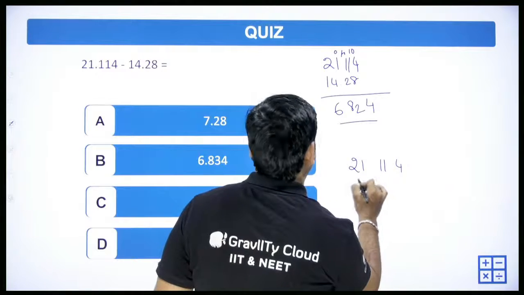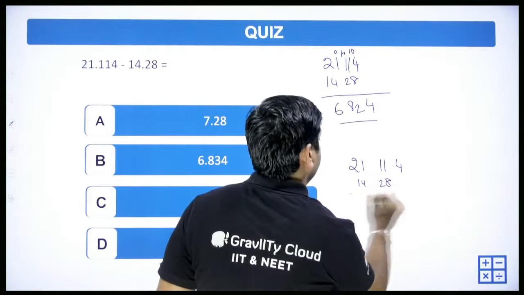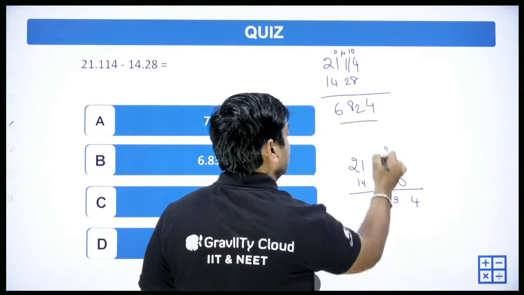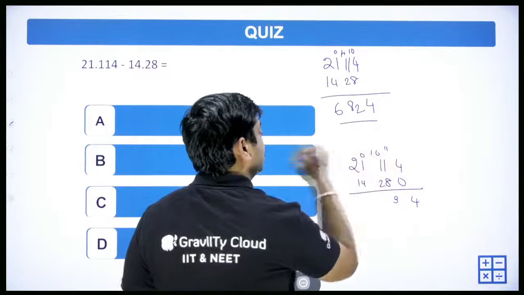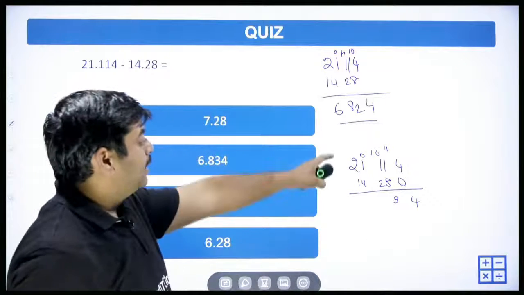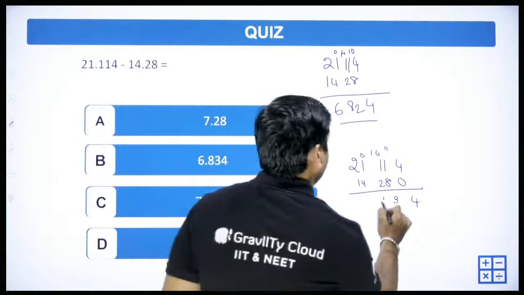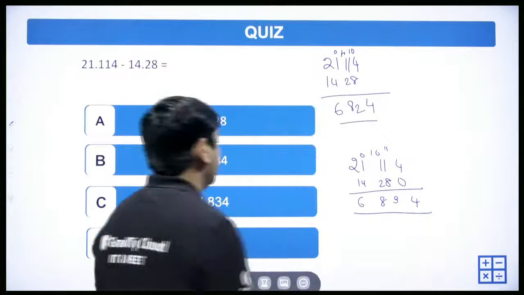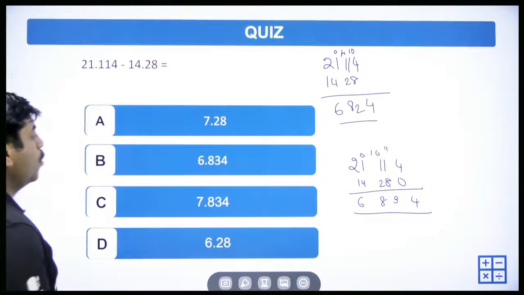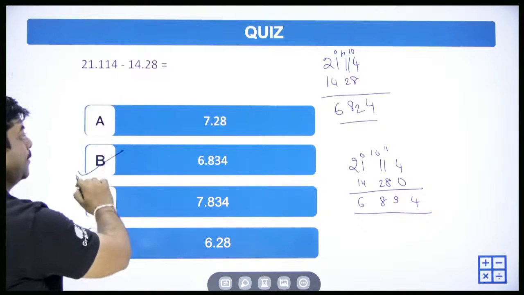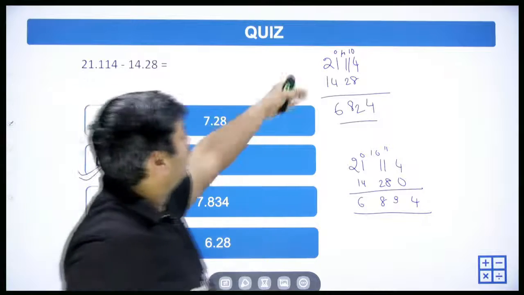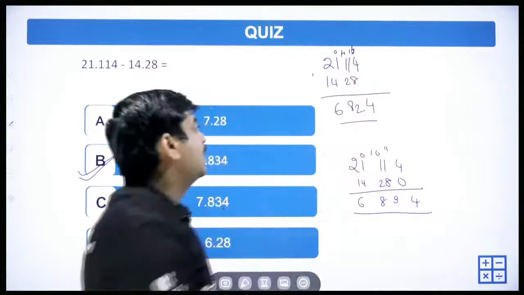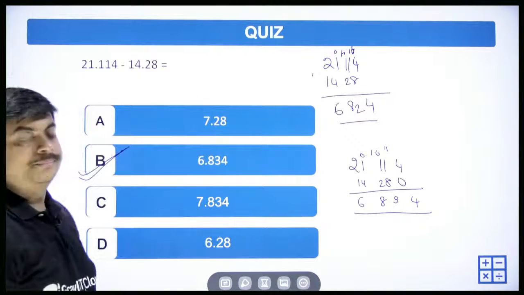21.114 minus 14.28. 4 minus 0 is 4. 11 minus 8 is 3. This is 0, so 10 will come here. This again becomes 0, right? So 10 minus 2 will be 8. But 20 minus 14 is 6. 6.834. So for now, you can go with option B, 6.834. It's already 11, right? 11 minus 2.